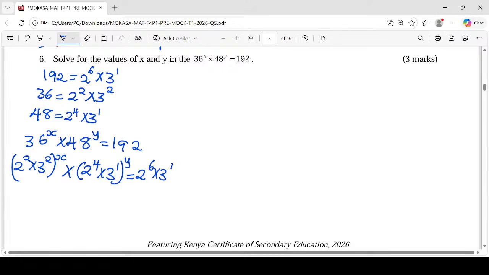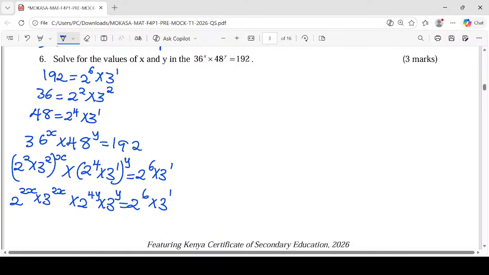Now let's distribute the powers here. This will be 2 to the power of 2x multiplied by 3 to the power of 2x, then times 2 to the power of 4y multiplied by 3 to the power of y. This should be equivalent to 2 power 6 multiplied by 3 power 1. That's what we have. Upon reaching this particular step, what are we going to have?